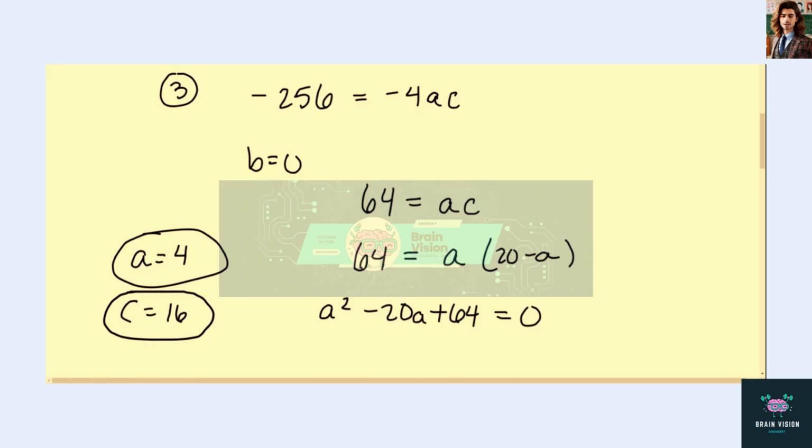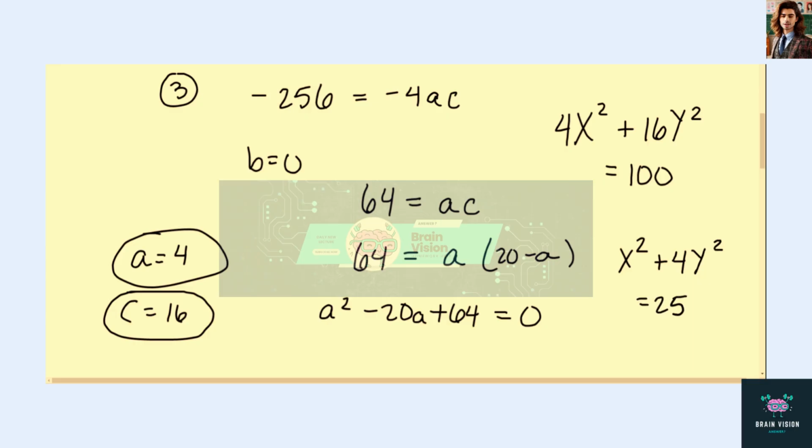And so our new equation is 4x squared plus 16y squared is equal to 100. And we can simplify this and say x squared plus 4y squared is equal to 25, right? And so this is our equation.